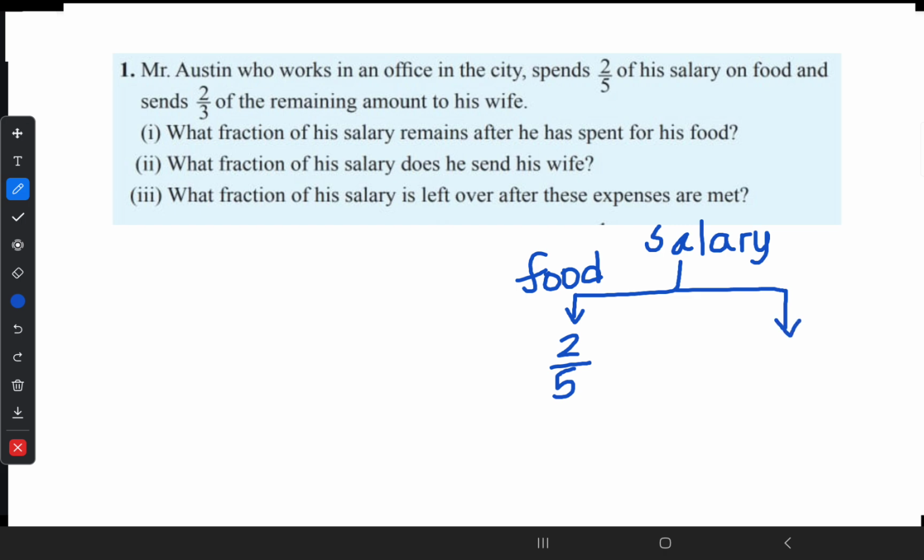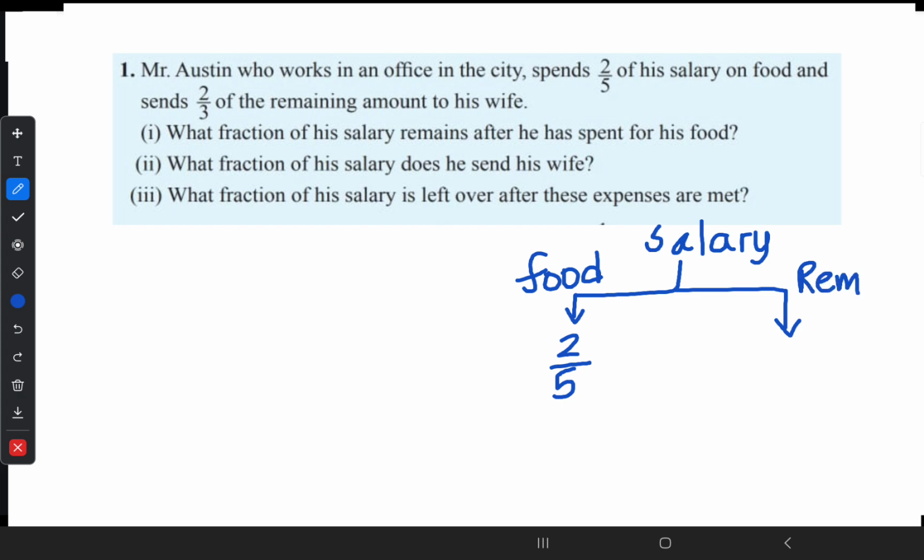Then read this carefully. He spends salary on food and sends 2/3 of the remaining amount to his wife. Not from the salary. From the remaining: after spending for food, he will have some remaining amount, and in that remaining amount he will send 2/3 portions to his wife. So before that, you should find what amount remains after spending on food. That is an important one.